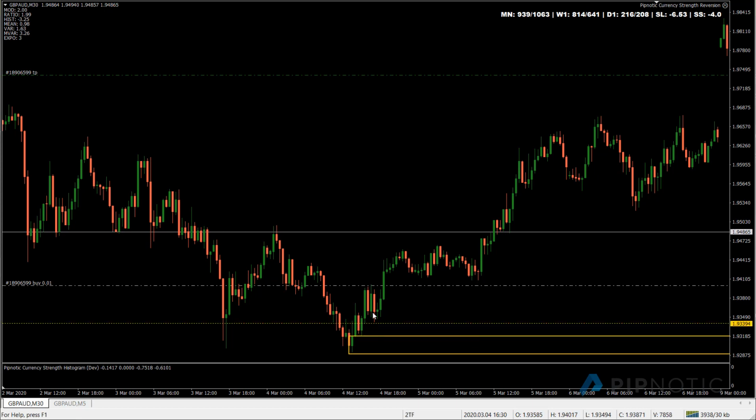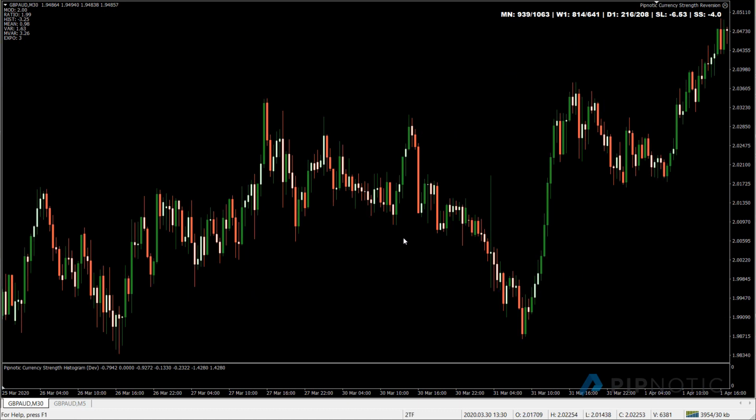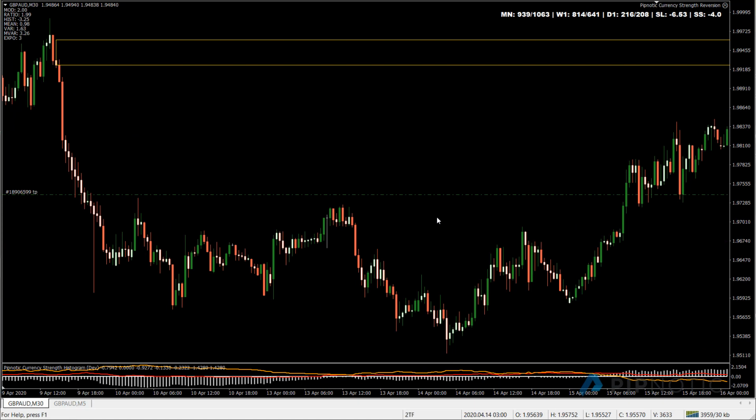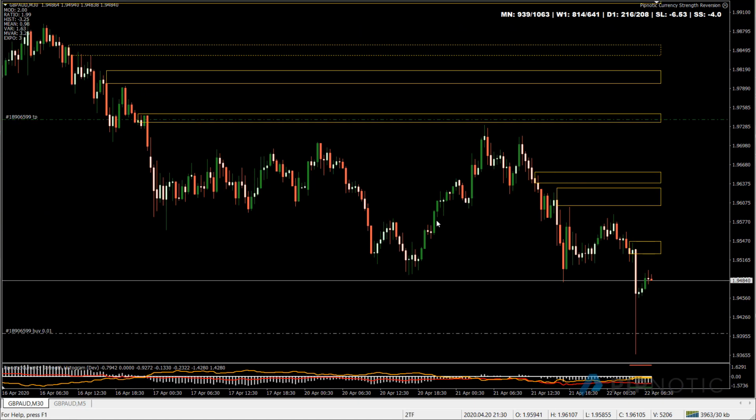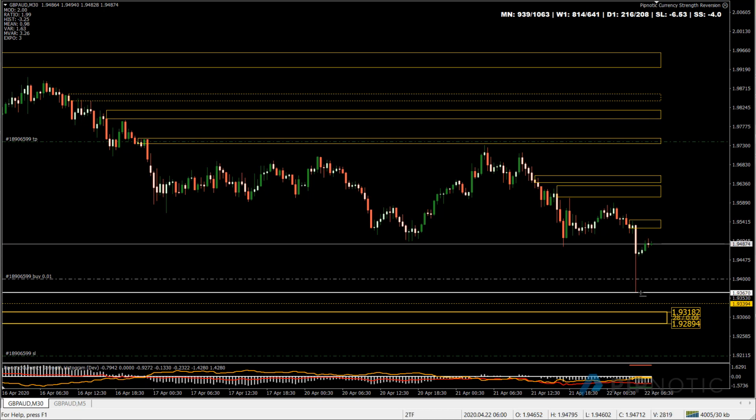Sideways market. This closed above the highs of these. Price came back to here. Now let's see how close price came to these. Maybe not even close, maybe pretty close. Let's have a look. Where are we? Okay, so price came pretty close.